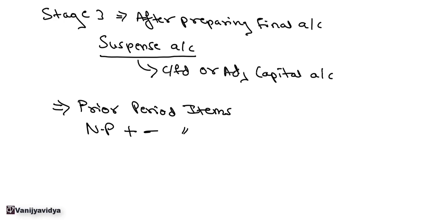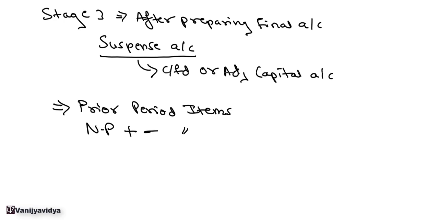First stage is wherein we find the error before preparing a trial balance. Then the second stage is after preparing a trial balance but before preparing our final accounts. And the third stage is we are unable to find the error in that particular accounting period and we find it in the subsequent years. So in that case, they are recognized separately as prior period items.